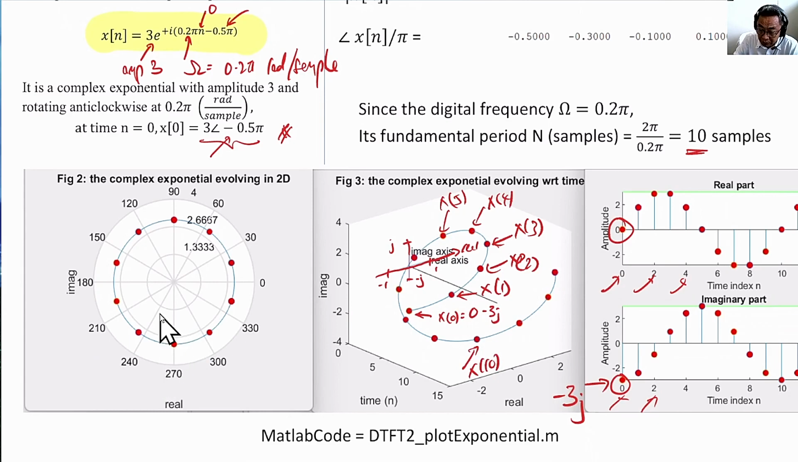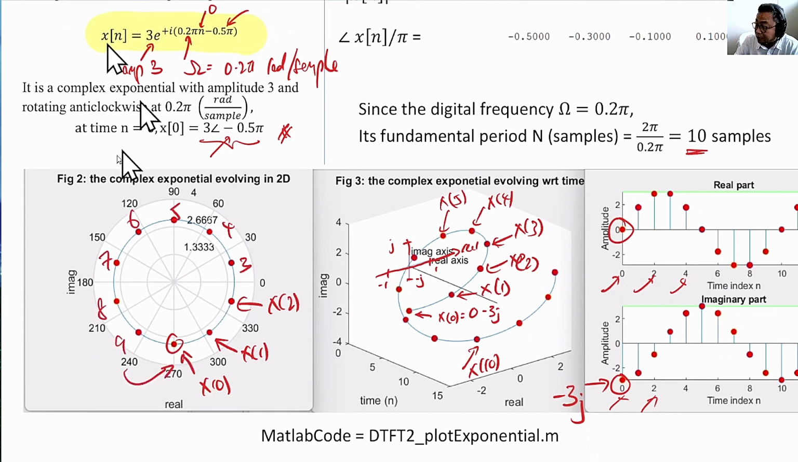What about the 2D representation? This is x0, this is the real line, this is the imaginary line, and we are sitting below the real line because we are at minus 3j. This is x1, 2, 3, 4, 5, 6, 7, 8, 9, and on the 10th sample it will complete one cycle. So this is the complex exponential 3e^(j(0.2 pi n minus 0.5 pi)).